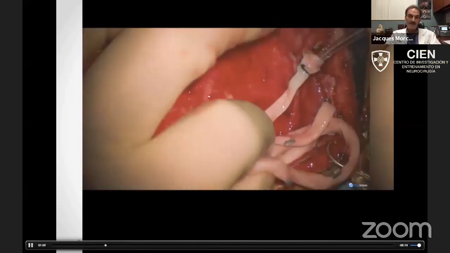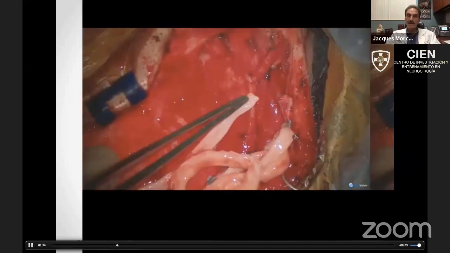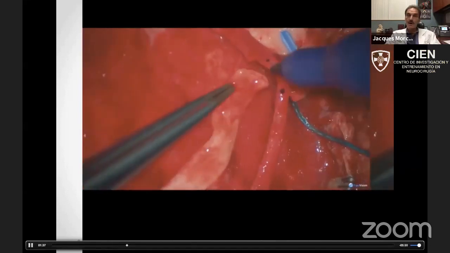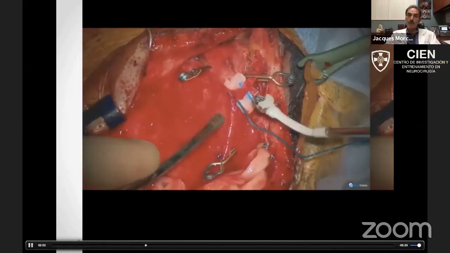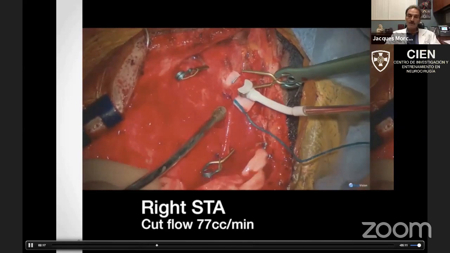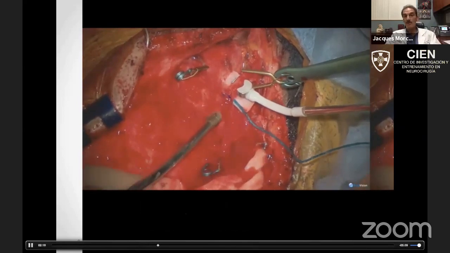Here is a saphenous vein. I'm going to skip through quickly. And here is you mark, and then you make your arteriotomy, you measure the flow. Let's see what the flow says, 77 cc per minute.